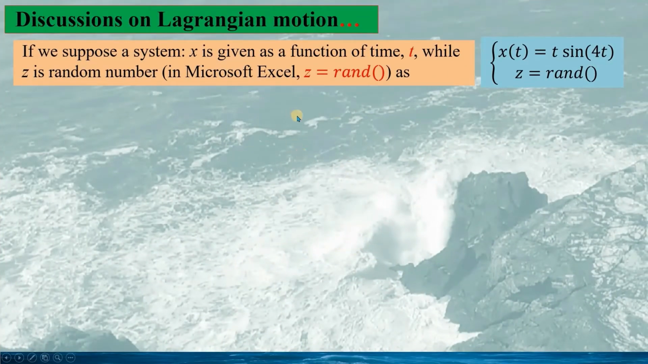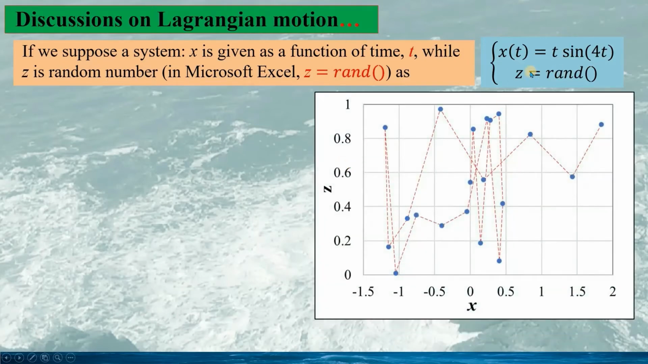Here we look at another example. x is the function of t given as this, but here z is a random number. In Microsoft Excel, z is given as the random number function. So based on the principle in the previous slide, we can draw the plot of z against x as this.